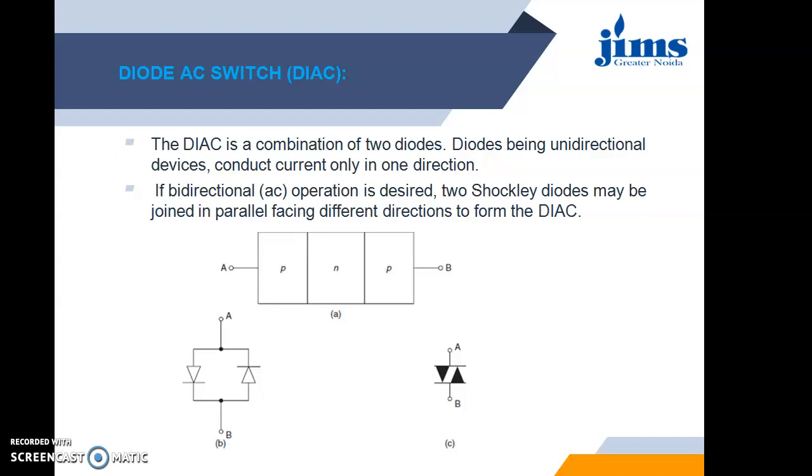And Diac is a combination of two diodes. If we break the device into two PN junctions, it is PN and NP. So it is a two diode device. It is a bidirectional AC operation switch, having two Shockley diodes joined in parallel, facing different directions, to form the Diac.